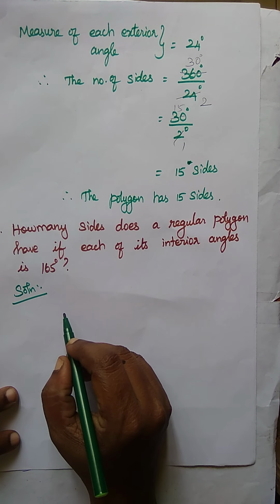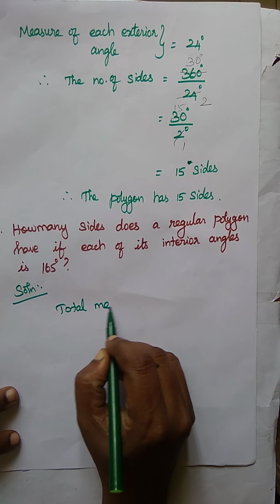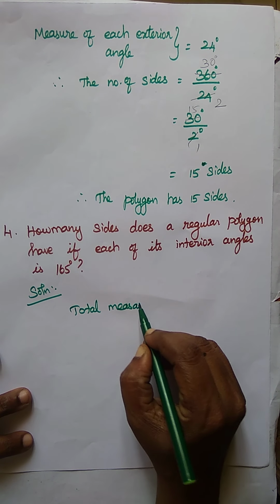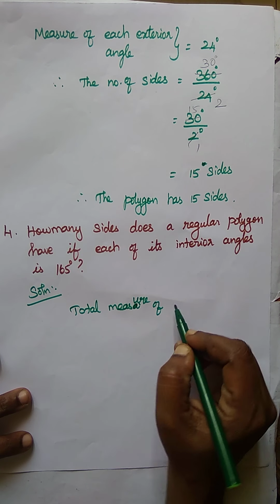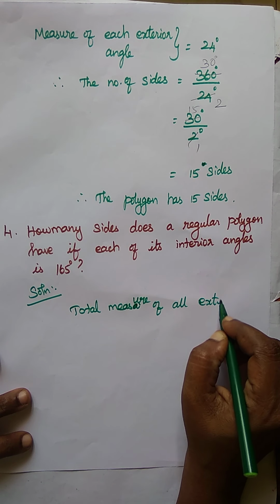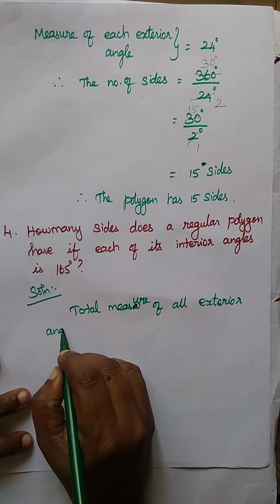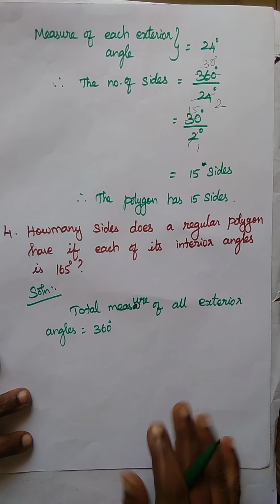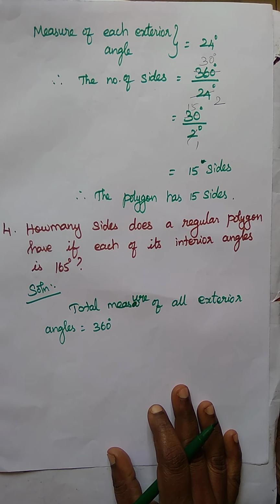Now write: total measure of all exterior angles is equal to 360 degree. Clear? Total measure of all exterior angles is equal to 360 degree.